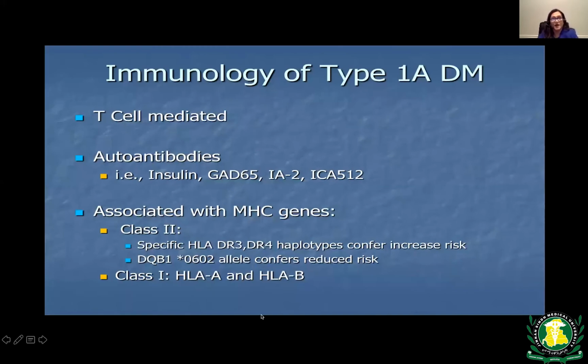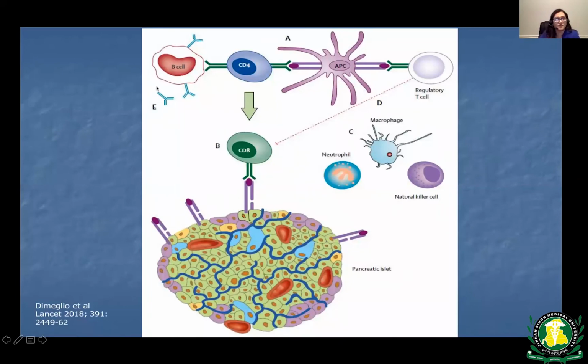So, the immunology of type 1 diabetes is mainly T cell mediated, and then autoantibodies are involved. And it's the interaction between the T cells and the autoantibodies that leads to the immune reaction. As you can see here, this shows an interaction between the autoantibodies and the T cells, CD4 cells, which then attack the cells in the pancreas.